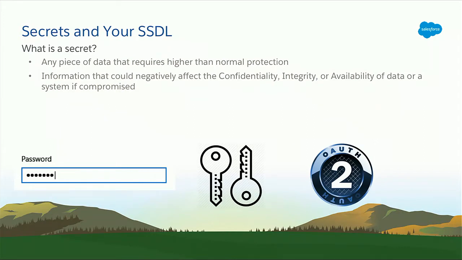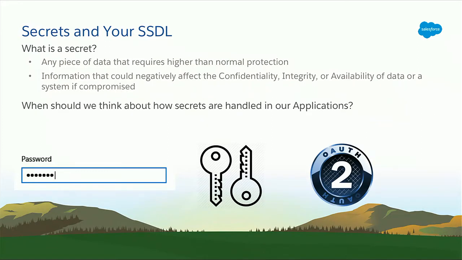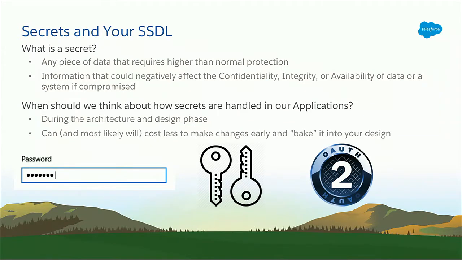So in this talk, we're going to really look at usernames, passwords, keys, public keys, private keys, OAuth tokens, API tokens, things like that. These are what are known as application-level secrets. We're not going to be focusing on user-level secrets, things like PII, credit card information, things like that.